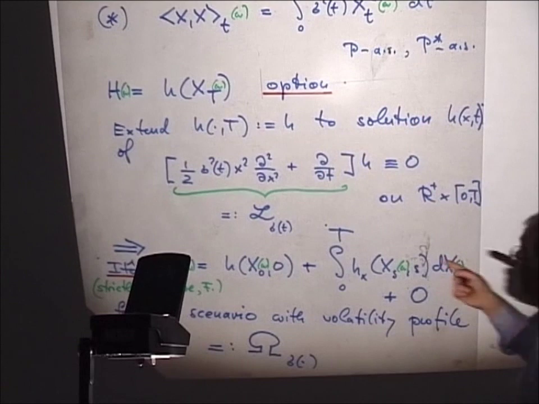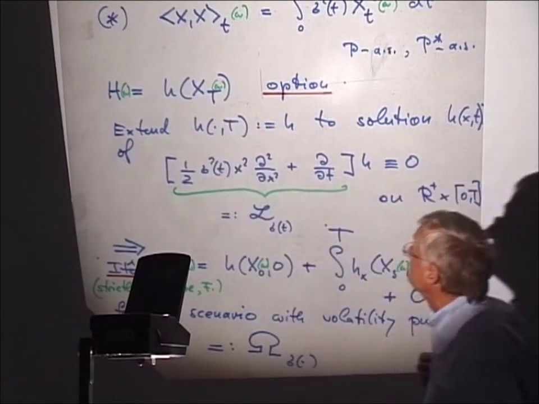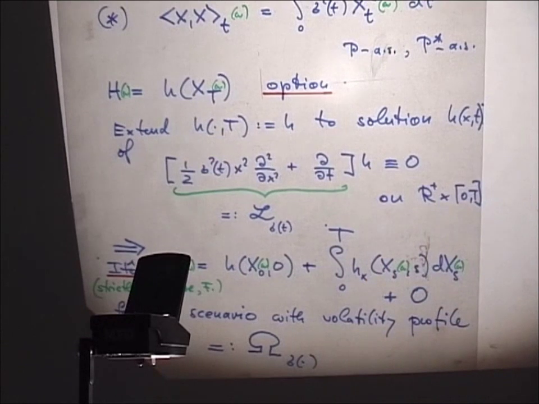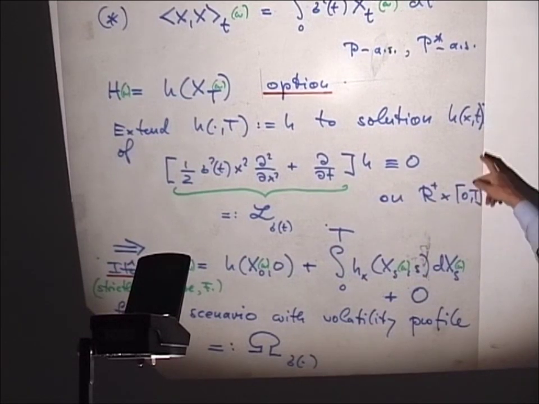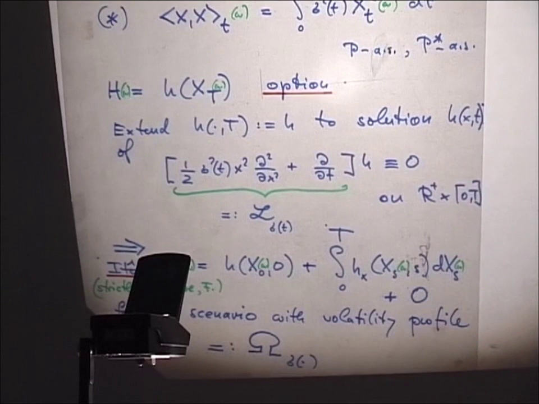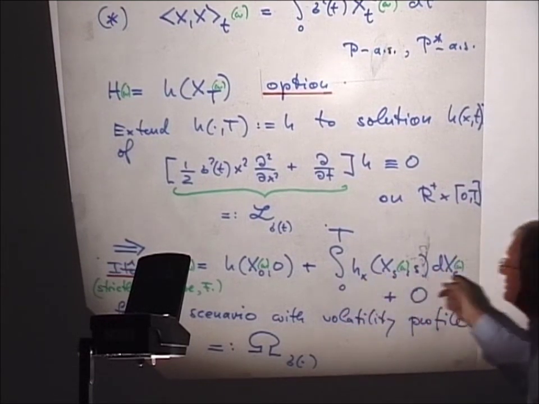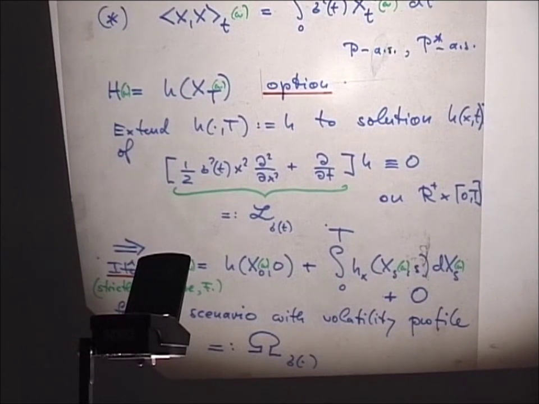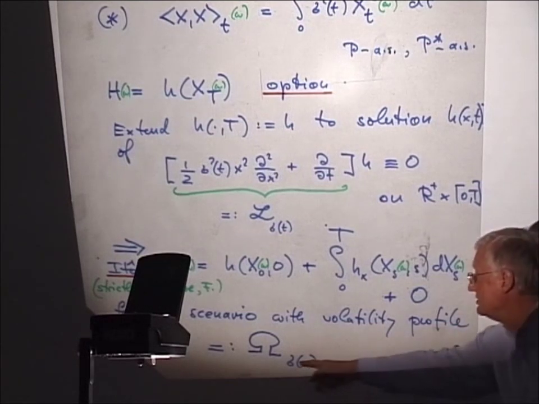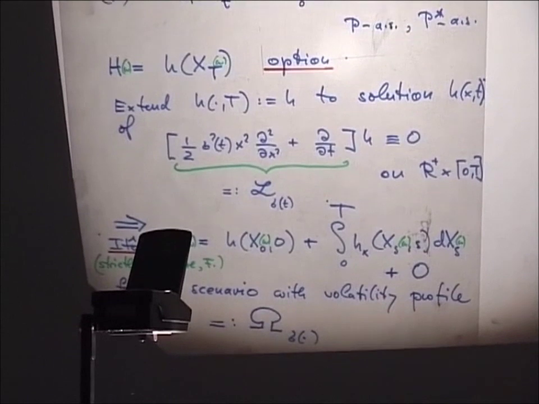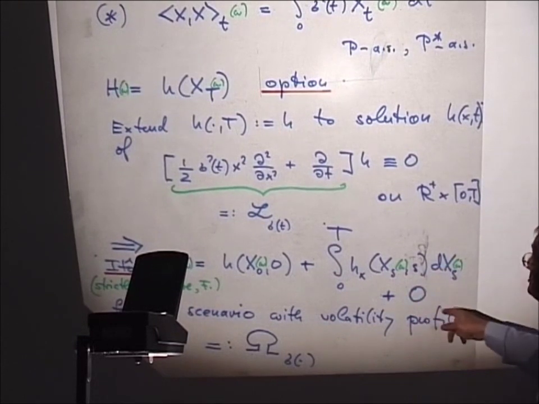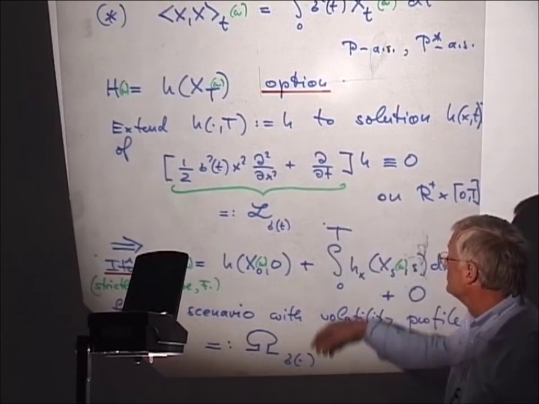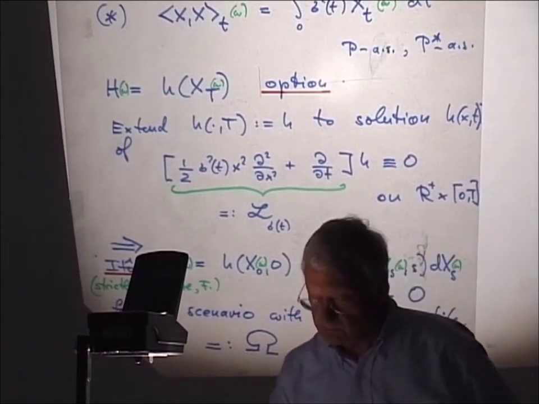And now, if you have an option of this simple type, a function of the final stock price, as in the case of a call option, then analytically, you solve here a simple partial differential equation. You extend this to a solution here on this space-time strip. You apply strictly pathwise Ito formula for trajectories which admit a quadratic variation of that type. Let's call this class of continuous functions in this way, and then by Ito's formula, you get this, and the rest drops out. It's a function you have constructed here as a solution of this equation, and you have a perfect replication.